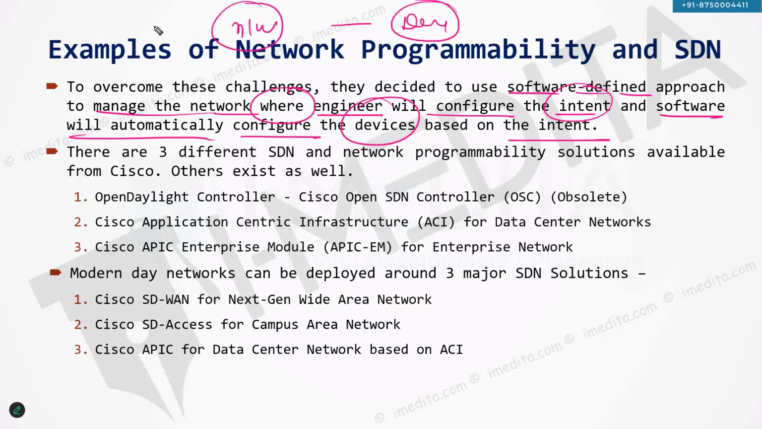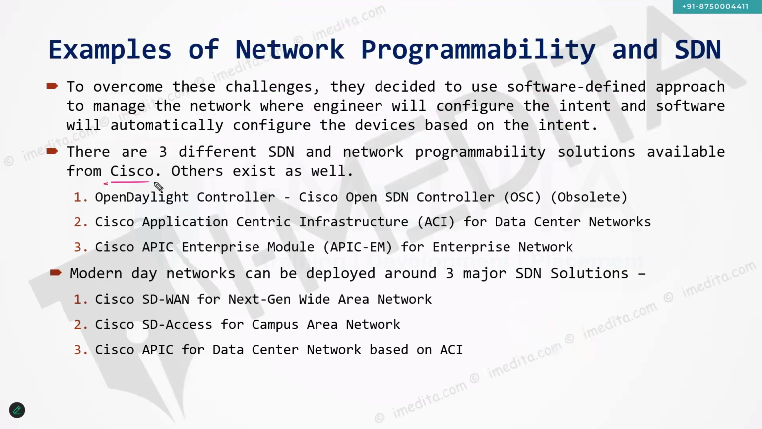Different vendors used to offer different solutions. Nowadays also, different vendors are there, and they offer different software-defined networking solutions. Different SDN solutions are offered by different vendors. Cisco offers three main SDN solutions to manage the campus network, data center infrastructure, and so on. They offer three software-defined networking solutions.